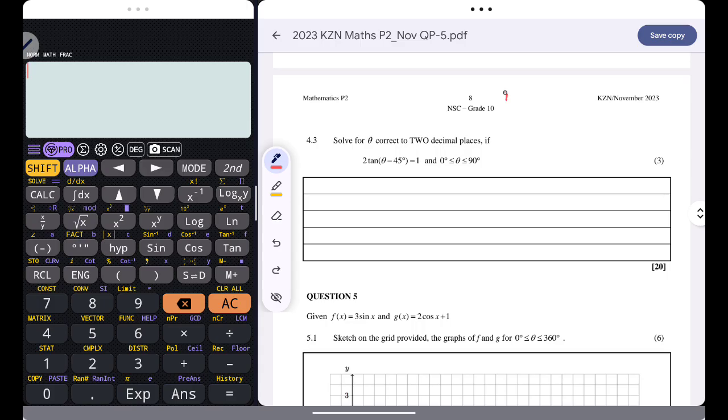The first thing I need to do is to find my period. Period is always 360 degrees over the coefficient of the angle. Are you together? So it's 360 over 1, that's simply equal to 360. Then number 2, I must find my interval. Interval is always period over 4, which is equal to 360 degrees over 4. That will give me 90.